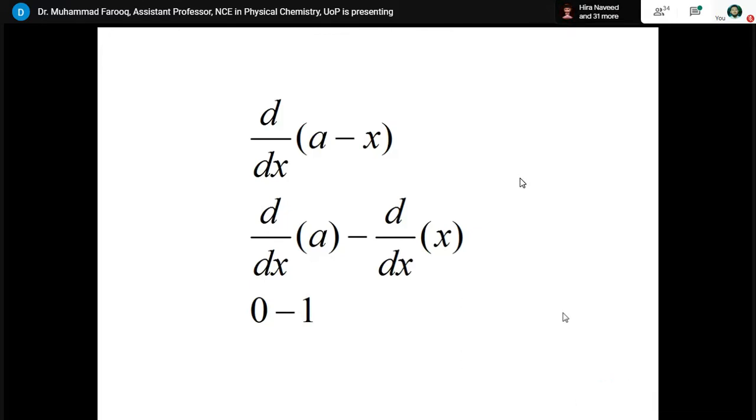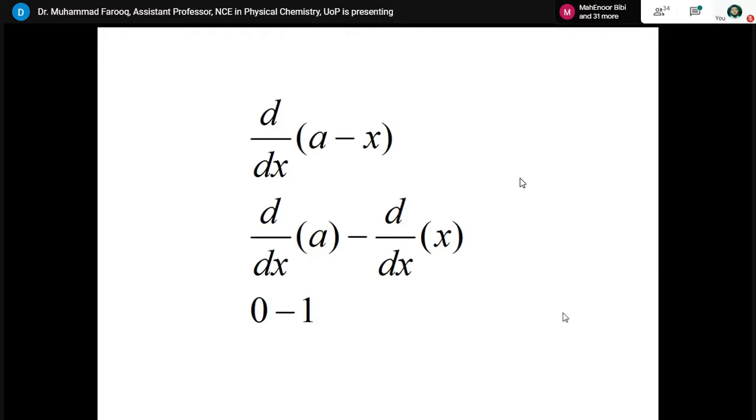Sir, abhi to aap keh rahe the d by dx 0 ke equal hai. No, beta, I said d divided by dx of a derivative of a constant, you can see. The d divided by dx into a, from here I will get 0. Minus dx divided by dx, from here I will get 1. So minus 1, you can see.